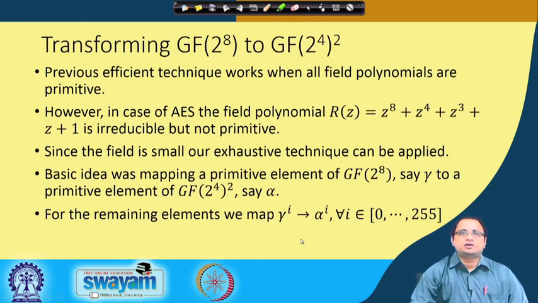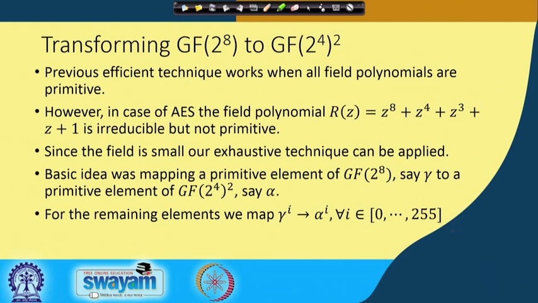So, now we would like to transform. Let us take a concrete example. Suppose we are transforming GF to the power of 8 to GF to the power of 4 square, and we have already discussed efficient techniques about how we can do these transformations previously. But note that in the efficient technique that we discussed in one of my last classes, we did a mapping of the basis vectors.